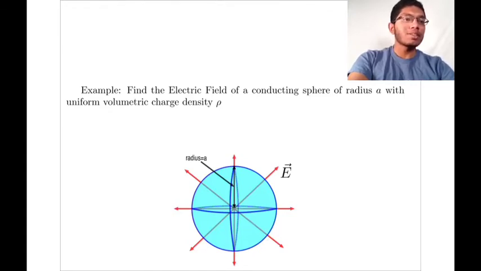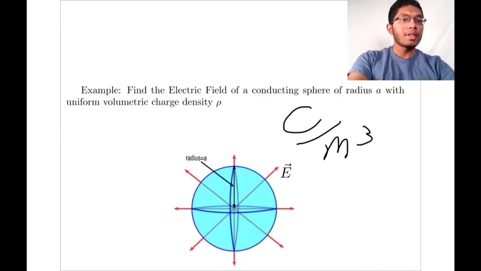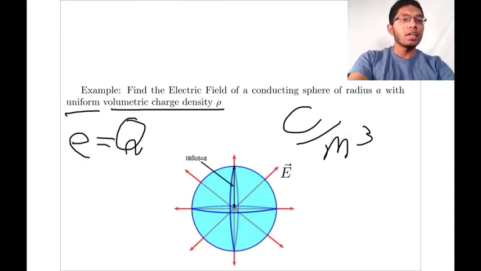Rho will have units of coulombs per meter cubed, because it is a volumetric charge density, and because this volumetric charge density is uniform, rho will simply be the total charge enclosed by the sphere divided by the volume of the sphere. I'll write this out more clearly in the next slide.